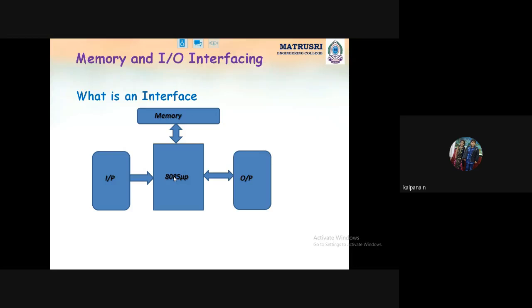In order to connect this input, output, and memory, we need to design the circuit. We need to write the program, right? For example, a computer has how many parts? System, monitor, keyboard, mouse. How do we connect them? Simply using the wires. After connecting all these things, are we able to type anything without installing the drivers?